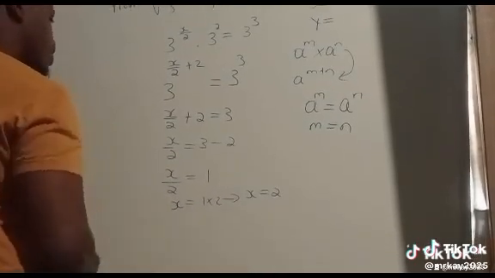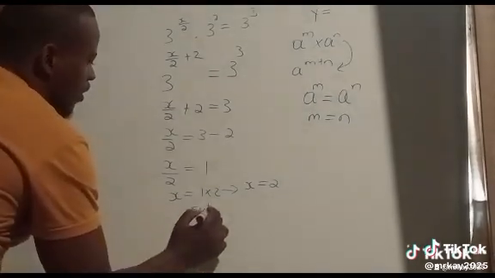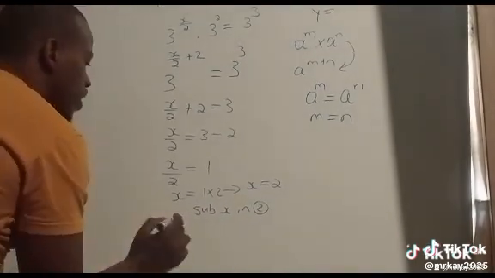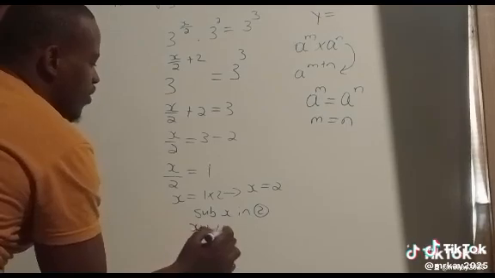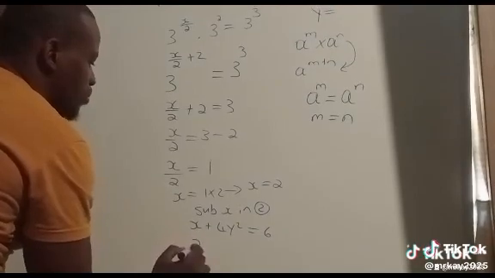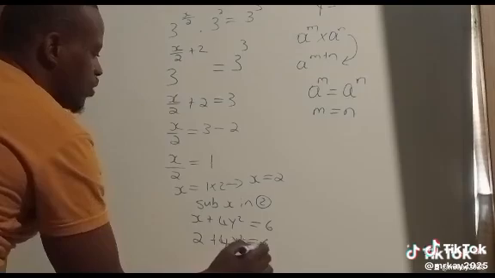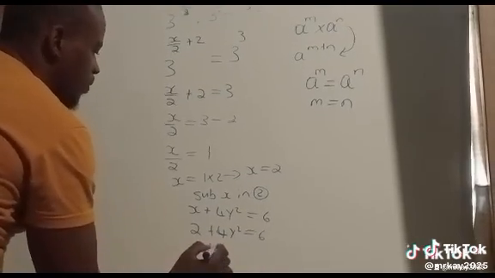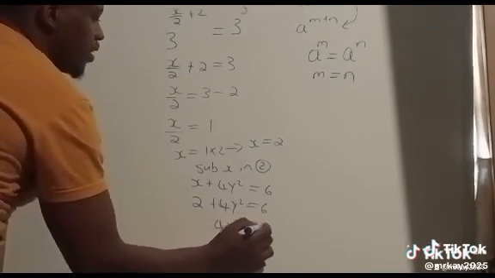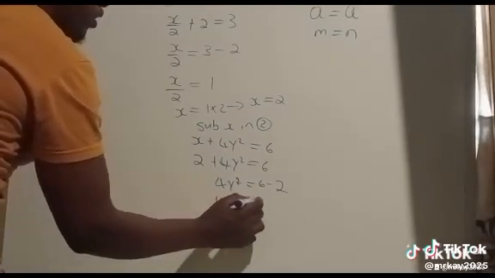When I get to this part, I tell the person marking that I substitute the x in equation 2. What is my equation 2? I have x plus 4y squared being equal to 6. Wherever I see x, I put 2, plus 4y squared being equal to 6. The 2 will go that side. It means I'm going to have 4y squared being equal to 6 minus 2. Now I've got 4y squared being equal to 4.